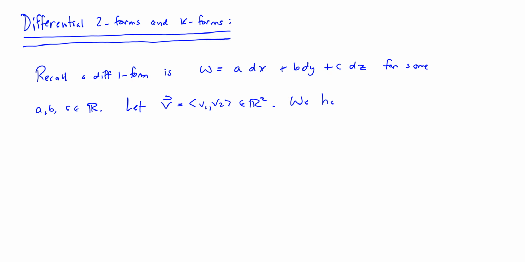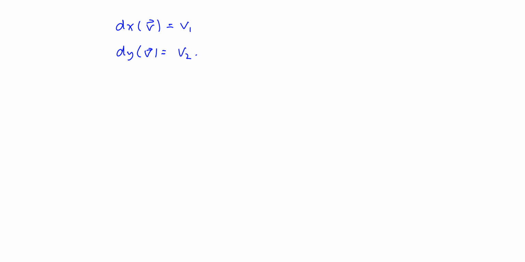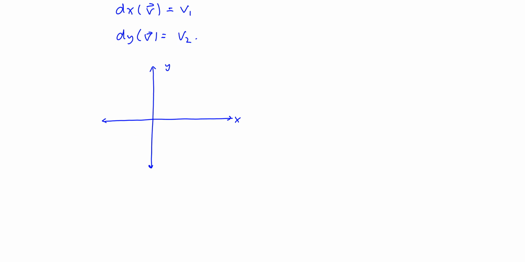So we had, from last time, if we take dx, remember our differential there, dx inputs vectors and outputs scalars. Well, this just outputted the x-coordinate, and dy just outputted the y-coordinate of the vector. So if we think of that geometrically, let's draw our xy plane here, and let's go ahead and draw our vector in. So say this is our vector v. Well, we know if we drop this down, this distance here is v1, and this distance here is v2.